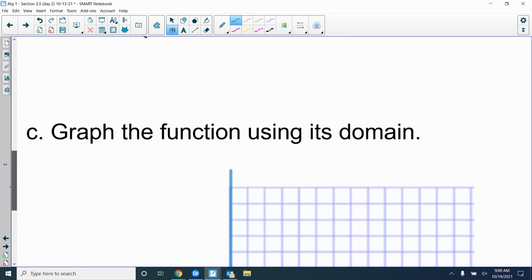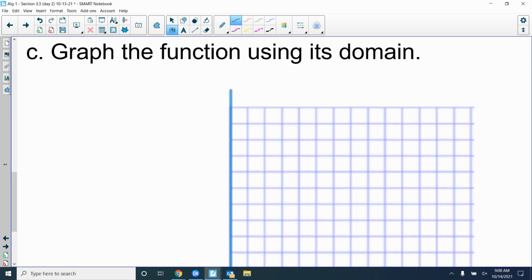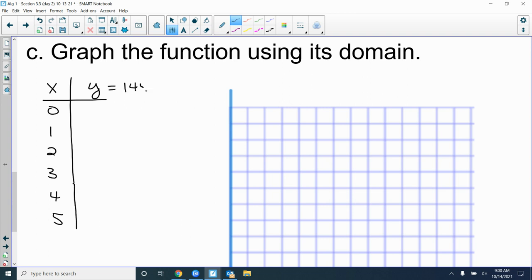Graph the function. All right, give me an XY chart. XY. Plugging in 0, 1, 2, 3, 4, 5. My equation is y equals, what was it? 145 plus 30x. So I'll do the first one for you. If I plug in 0, your ticket price is just 145. All right, plug in 1, plug in 2. Make a table.